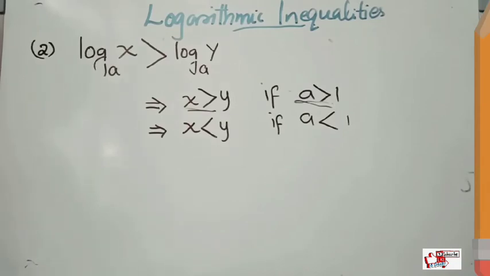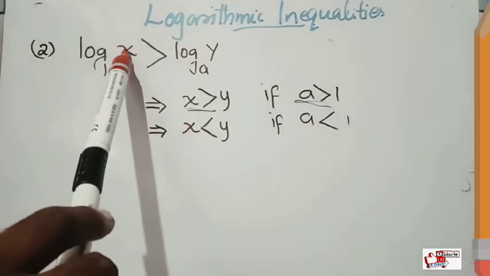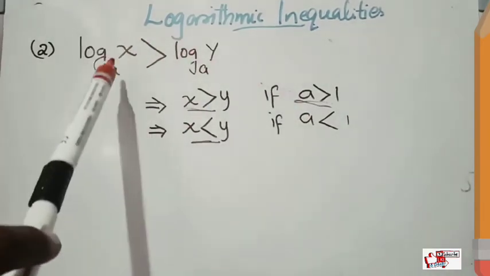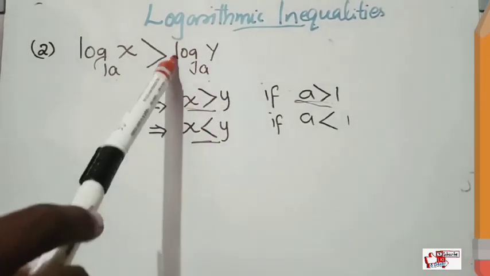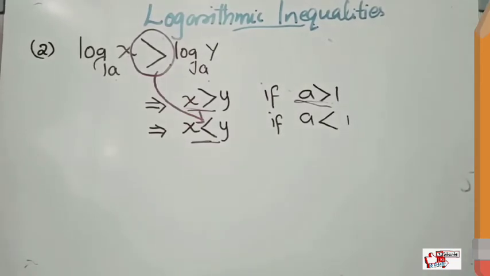That means directly we can cancel logarithm. Actually, we cannot cancel logarithm. I'll show you in a problem how the logarithm is getting cancelled. And if the base a is smaller than 1, then we get the result as x is smaller than y. That means if a is smaller than 1, the inequality gets reversed. Okay, this is law 2.